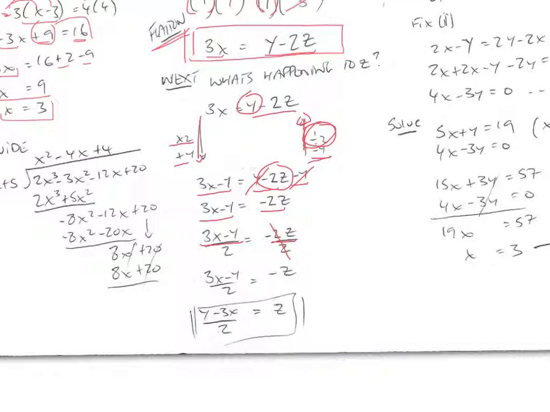But we can't leave it like that. We need to rewrite it so that we have z is equal to, and the easiest way to do that is to look at your two terms here, and this is plus 3x, so that changes to minus 3x, and this is minus y, and that changes to plus y. So you just change the two signs of these on top. So the answer is z is equal to y minus 3x all over 2.